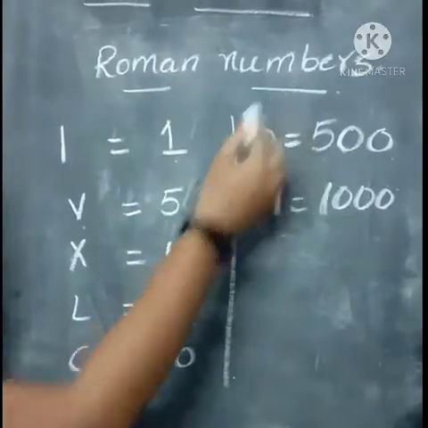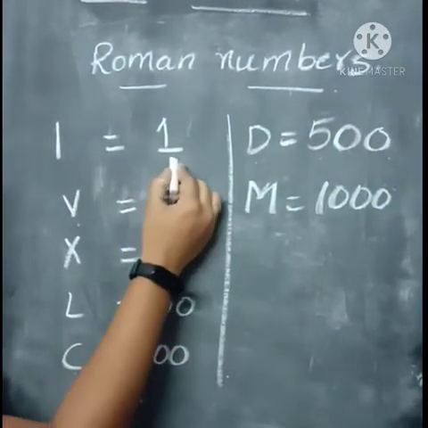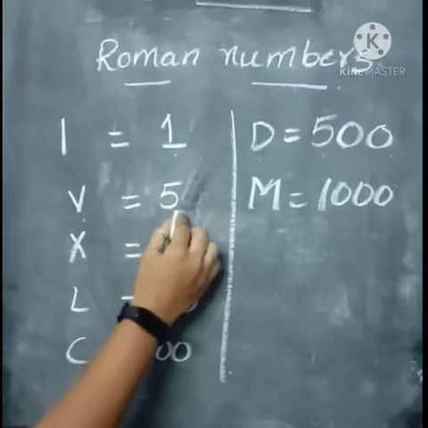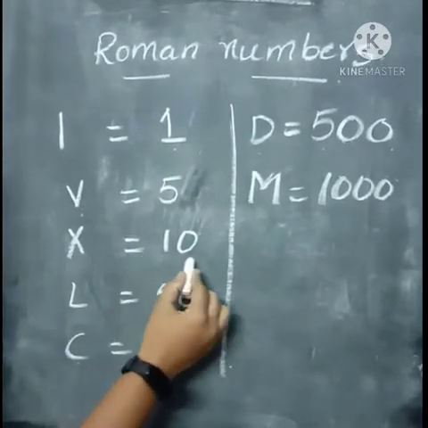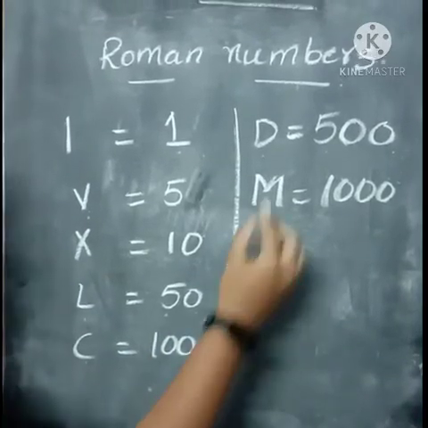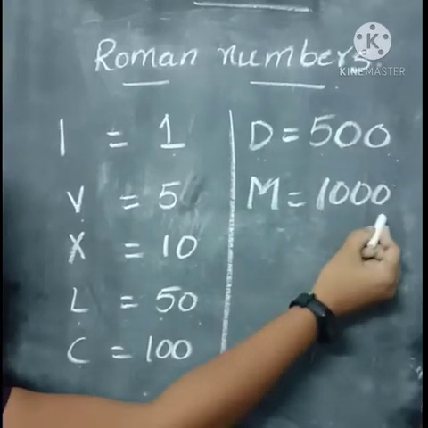See here, Roman numbers. Now we are going to discuss the Roman numbers. I is equal to 1. V is equal to 5. X is equal to 10. L is equal to 50. C is equal to 100. D is equal to 500. M is equal to 1000.